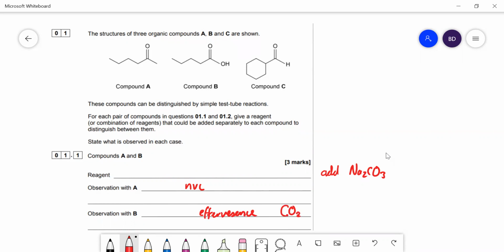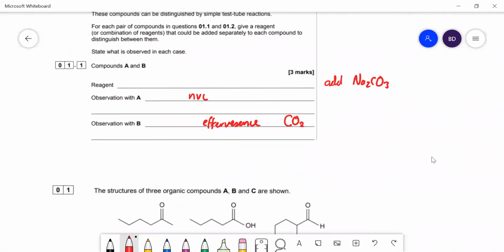Okay, it's important not to think that compound A is an aldehyde. With a skeletal formula, it's a ketone. And so the reagent is solid sodium carbonate, and there's your 3 marks there: 1 for the reagent, 1 for each observation.